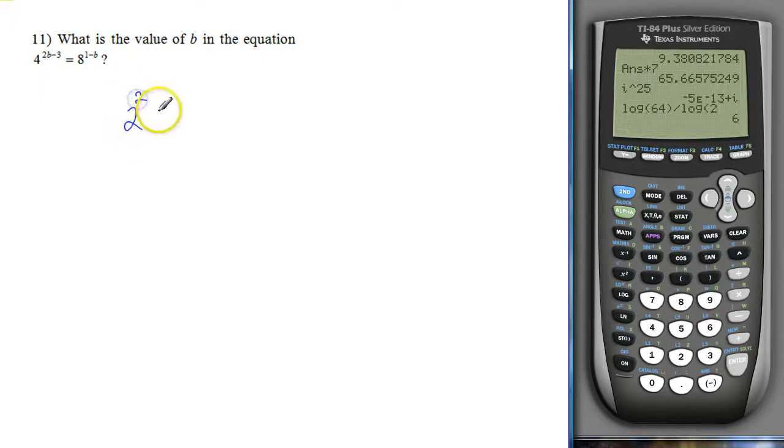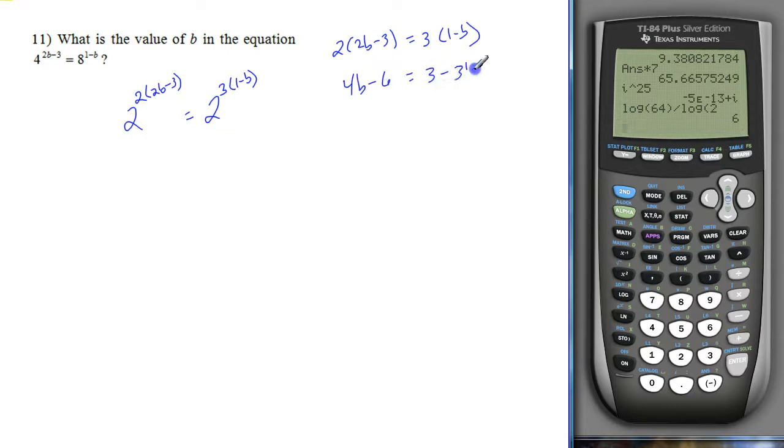2 squared is 4. And then we put the original exponent in parentheses. 2 cubed is 8. And then once the bottoms are the same base, all you care about is the tops. So I set the tops equal, then the exponents. Distribute. And then solve it. So I'll bring the b's over, so I got 7b. And you can do this all in one step.